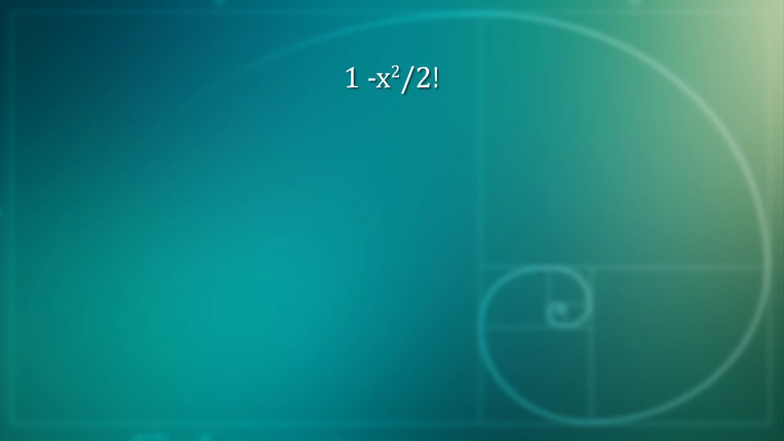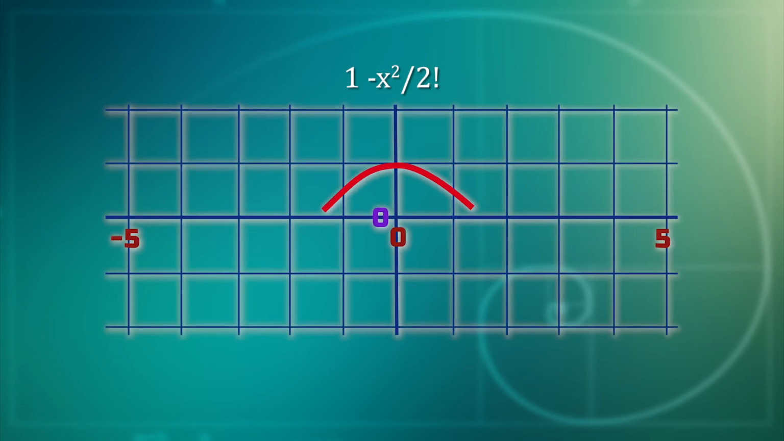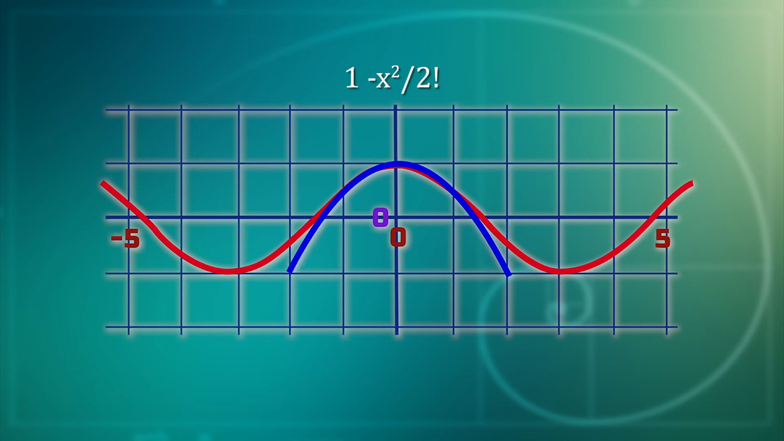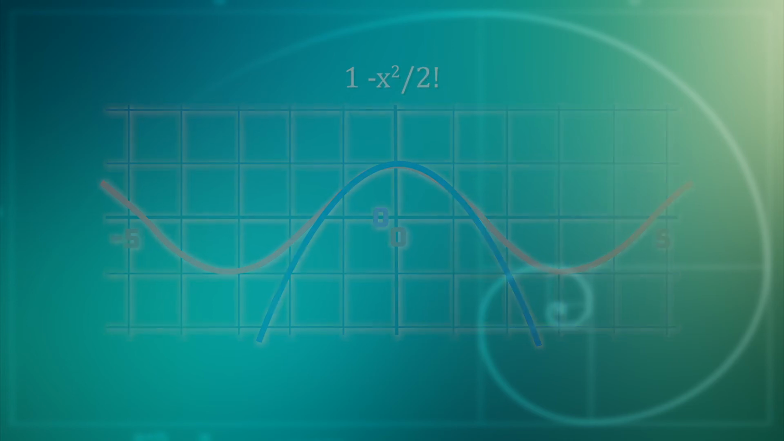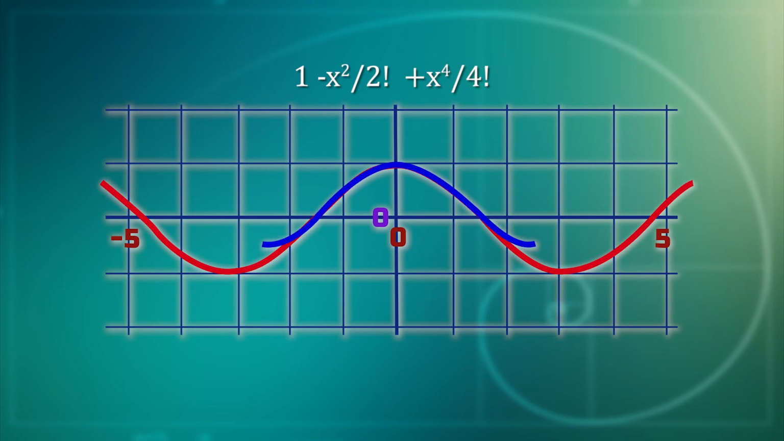Let us first take the first two terms of the polynomial: 1 minus x square upon 2 factorial. Now, both the graphs will be as shown in the figure. Here, the red graph shows the original function and the blue graph shows the graph of the polynomial with the first two terms. Now let's add one more term: 1 minus x square upon 2 factorial plus x raised to 4 upon 4 factorial. Now both the graphs will be as shown.